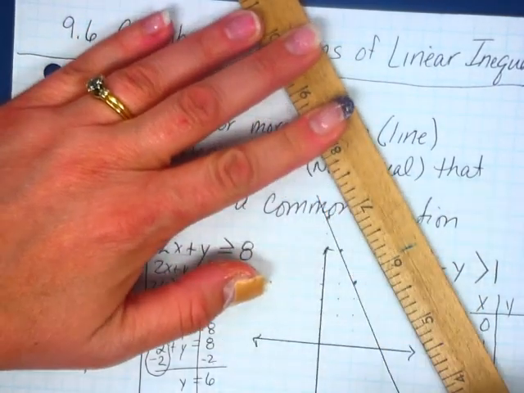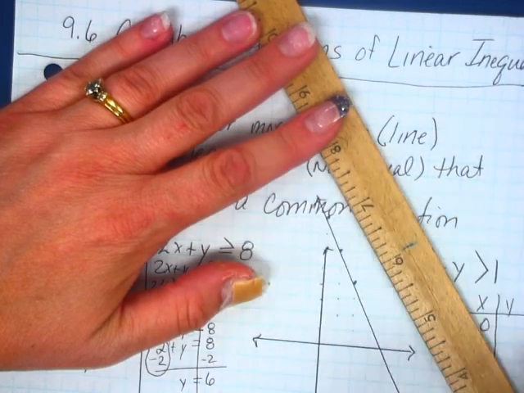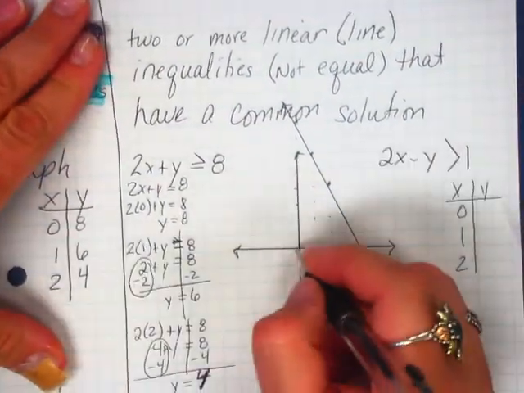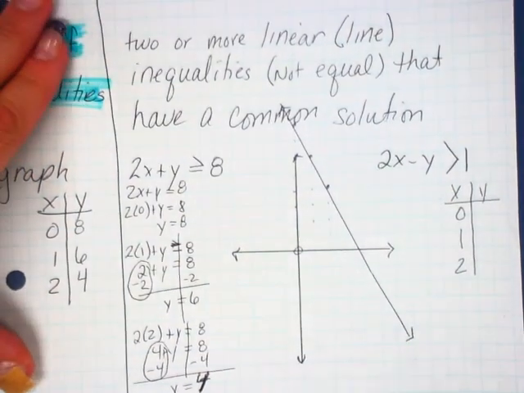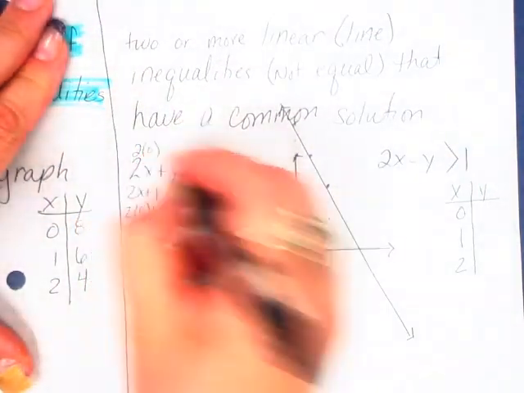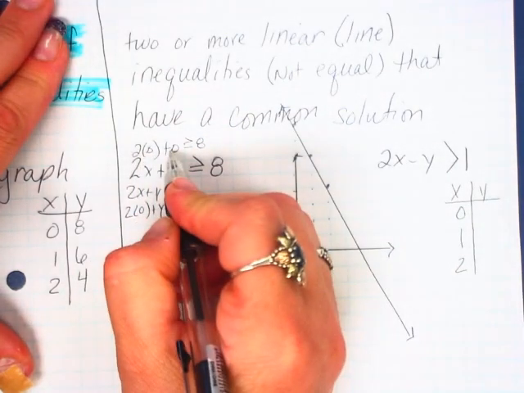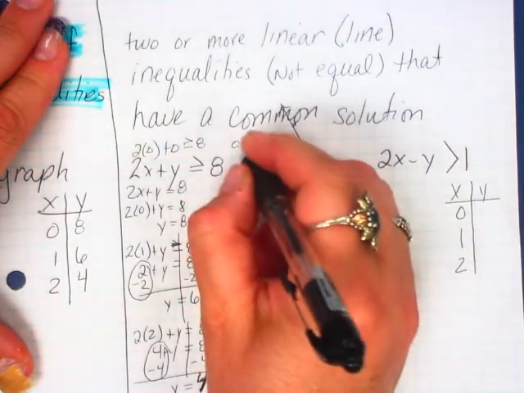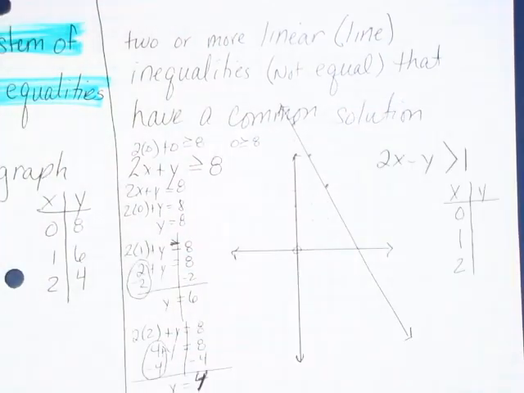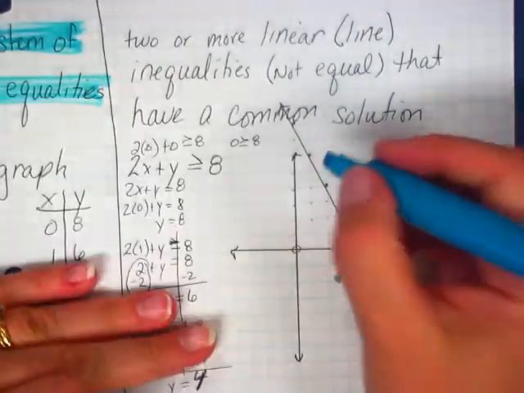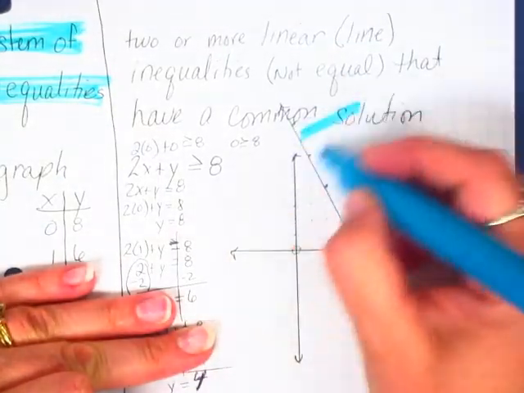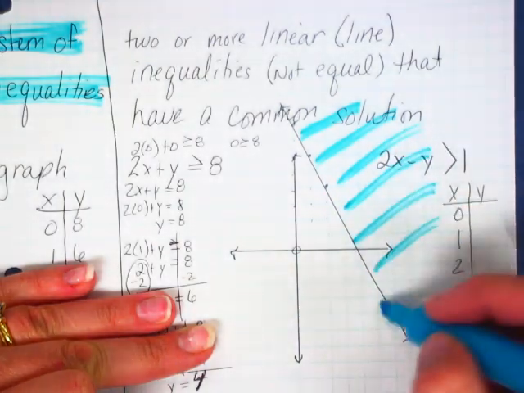What you might notice is I used the same problem on the assignment from the day before, so it might look kind of familiar. We're going to plug 0, 0 in and see if it works. 2 times 0 plus 0 is greater than or equal to 8. 0 plus 0 is 0, and 0 is not greater than 8. So I'm going to do the same thing I did before. I'm going to color in the correct side. This side is the side that worked.